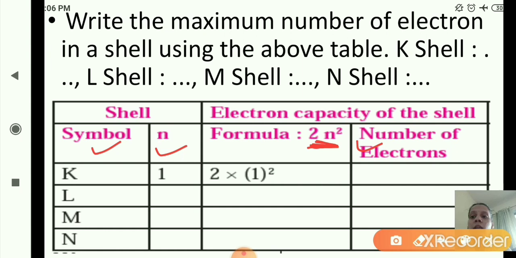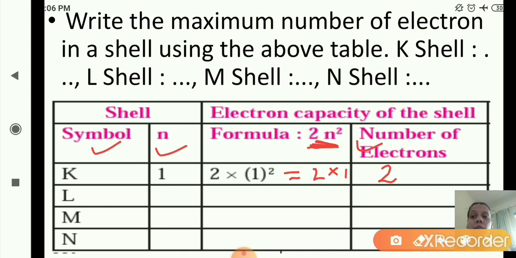So K, what is the n for the K shell? That is 1, correct, because K shell is the first shell, so n is equal to 1. Now we will use the formula 2 into n square, 2 multiplied by 1 square. What is 1 square? Yes, 1. So 2 multiplied by 1, 2 ones are 2. So what is the maximum number of electrons in the K shell? That is 2.